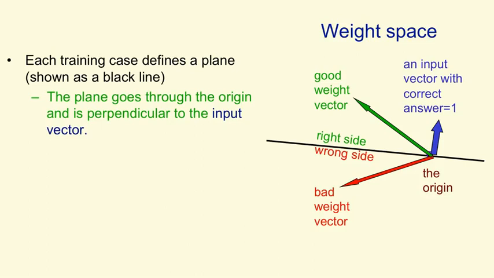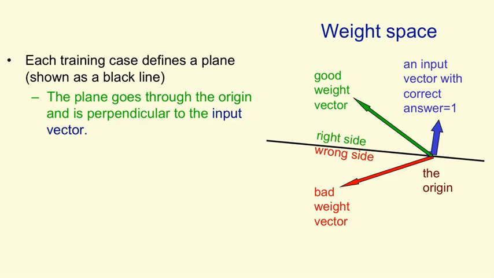We're going to consider a training case in which the correct answer is 1, and for that kind of training case, the weight vector needs to be on the correct side of the hyperplane in order to get the answer right. It needs to be on the same side of the hyperplane as the direction in which the training vector points. For any weight vector, like the green one, that's on that side of the hyperplane, the angle with the input vector will be less than 90 degrees. So the scalar product of the input vector with the weight vector will be positive. And since we already got rid of the threshold, that means the perceptron will give an output of 1. It'll say yes. And so we'll get the right answer.